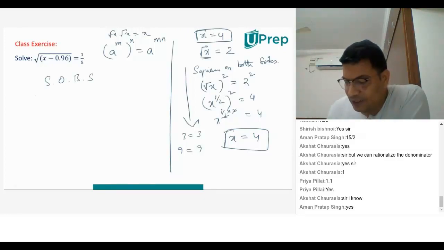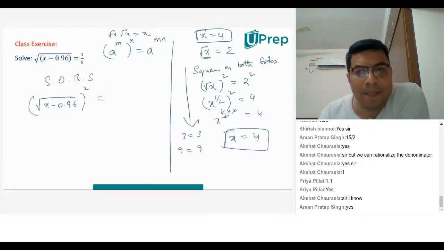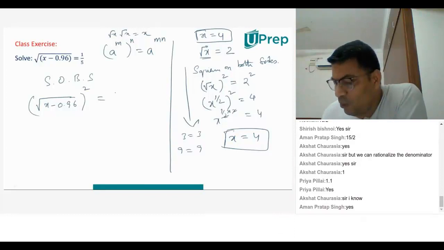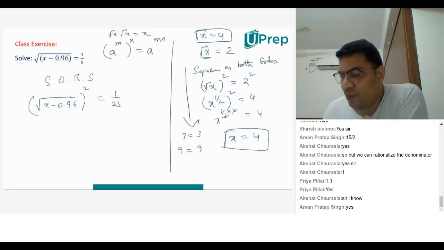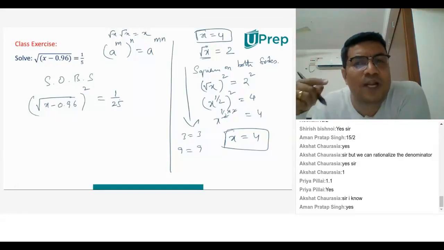When I square this, root of x minus 0.96 whole square is equal to 1 by 5 whole square. 1 by 5 whole square will be 1 by 25. That's one way of doing it. A few students might do 1 by 5 as 0.2 and square the 0.2.